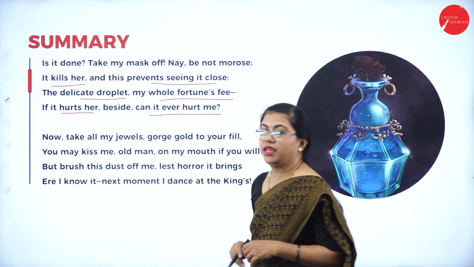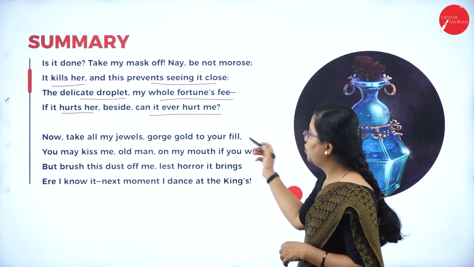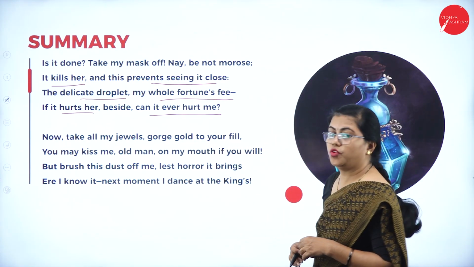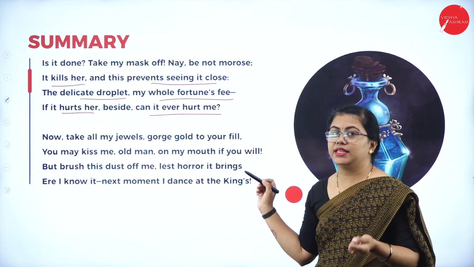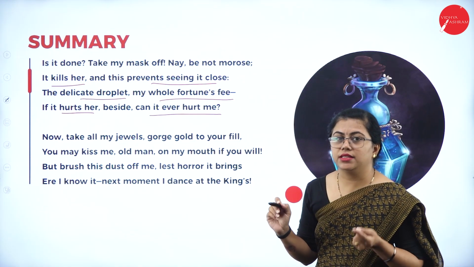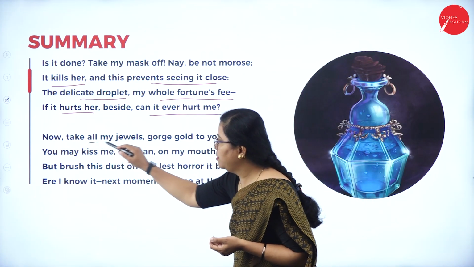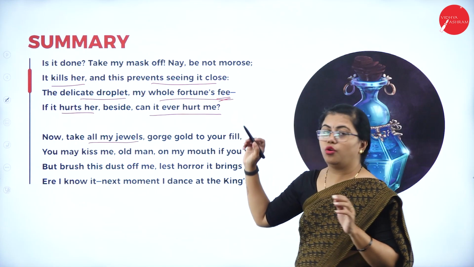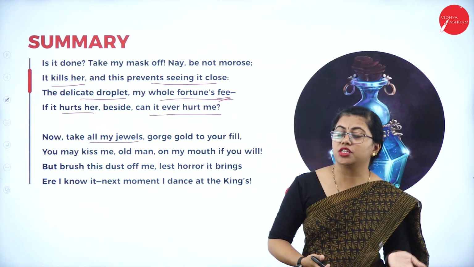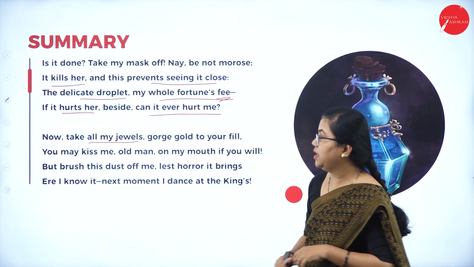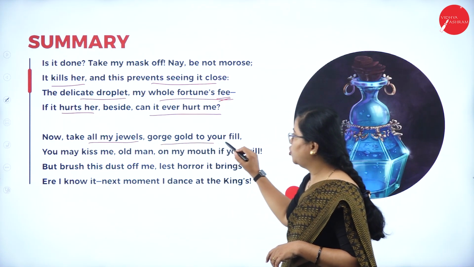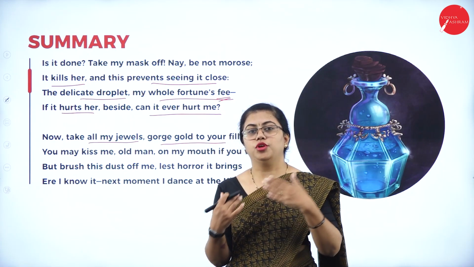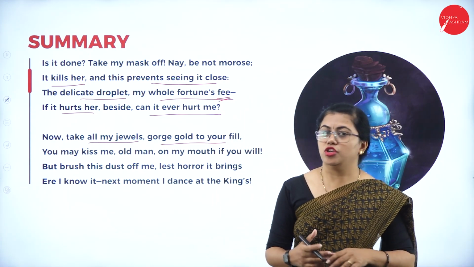"Now take all my jewels, gorge gold to your fill. You may kiss me, old man, on my mouth if you will." She is talking to the person whom she has asked to prepare the poison. Fine. Take all my jewels. So now my whole fortune is here, right? Whatever I have is yours because you have prepared the poison for me. Gorge gold means whatever she has got, the pure gold; to your fill means you take it for yourself.